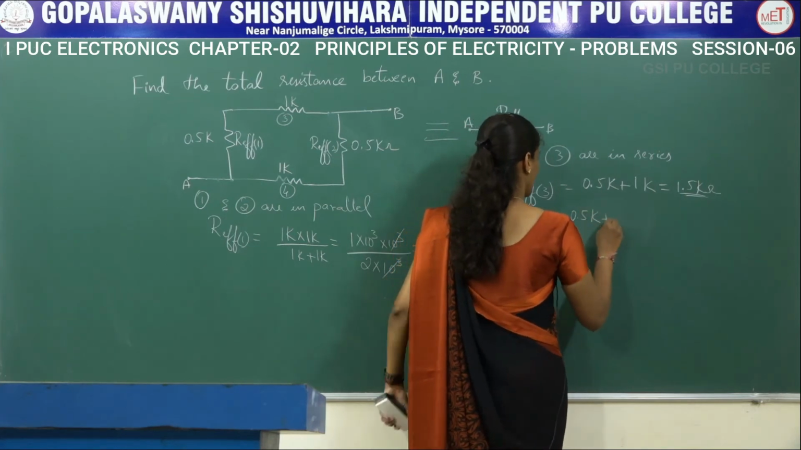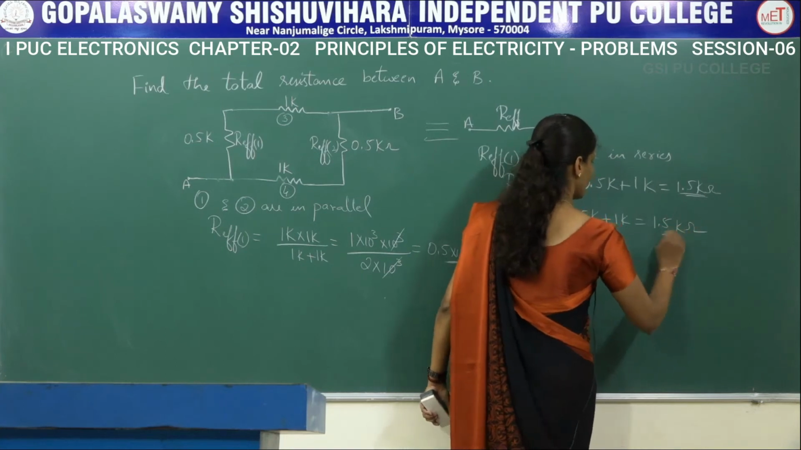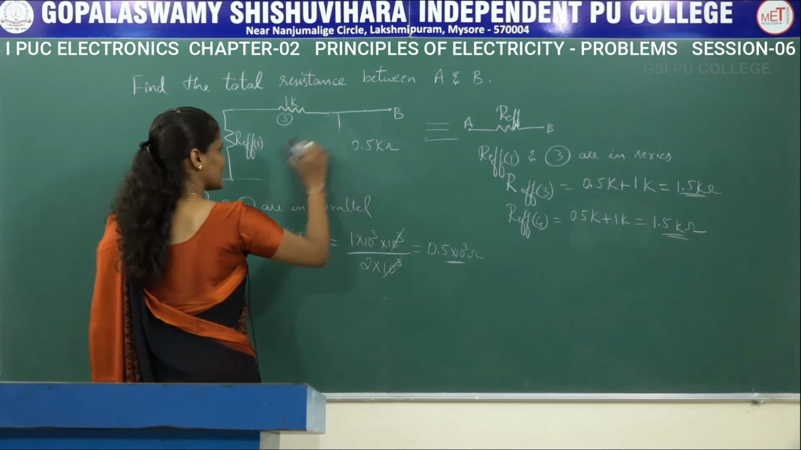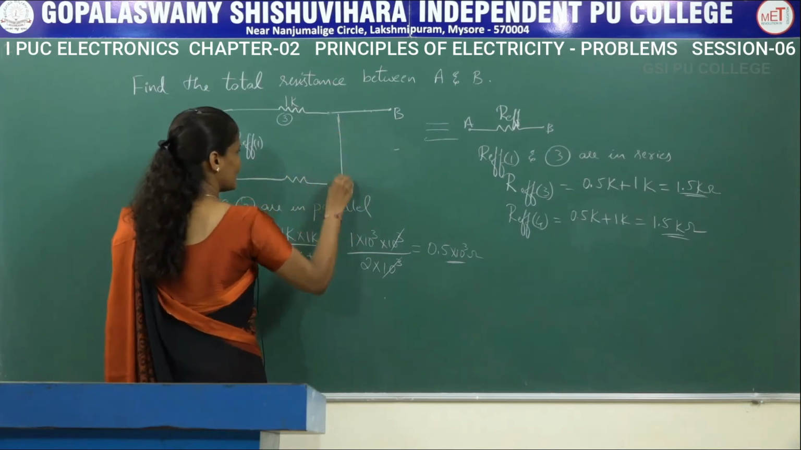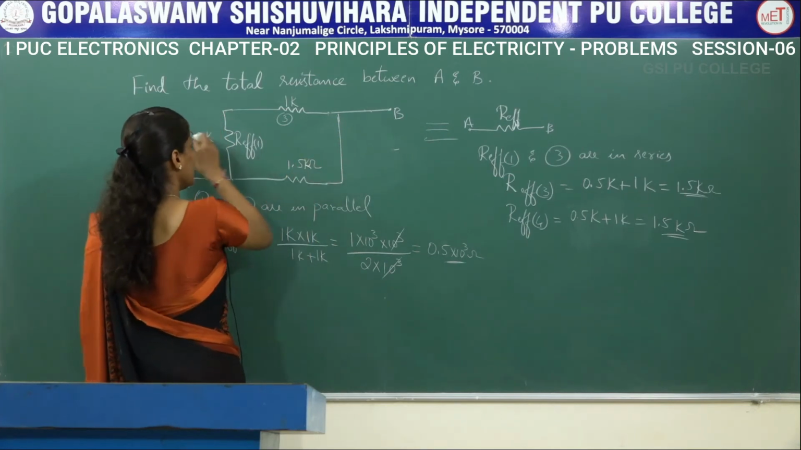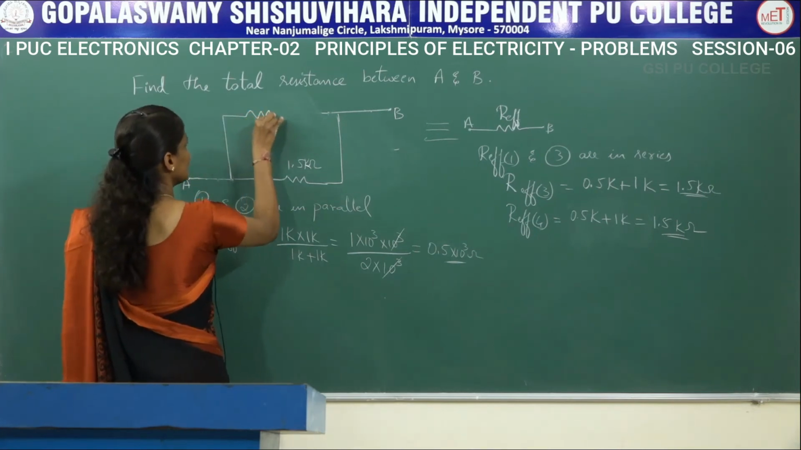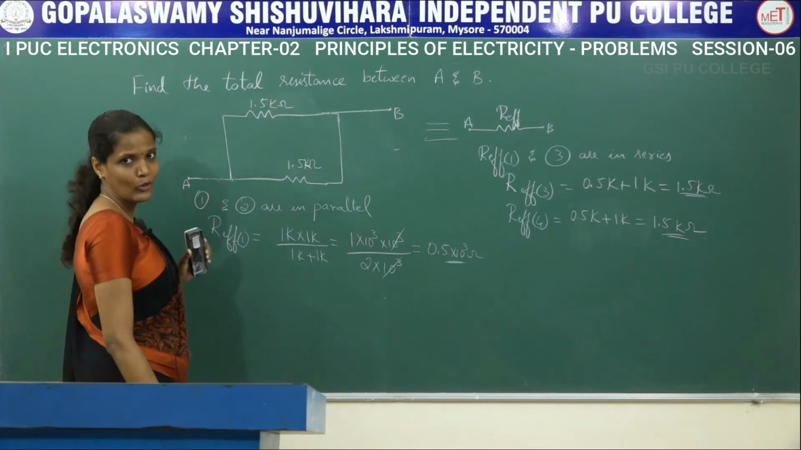0.5 kilo plus 1 kilo. Again its value is equal to 1.5 kilo ohm. So in place of these two resistors, I am going to get a single resistor whose value is equal to 1.5 kilo ohm. And again in place of these two resistors, I am going to get a single resistor whose value is equal to 1.5 kilo ohm.